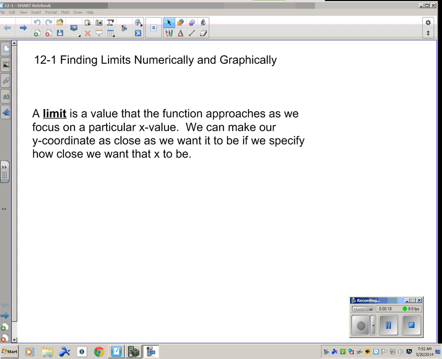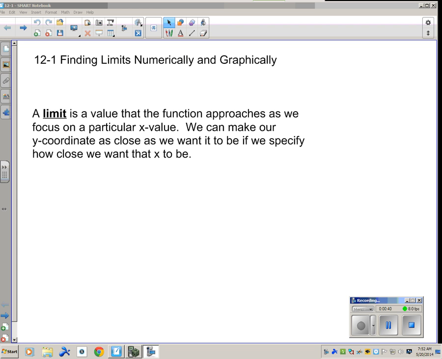So what we're going to be looking at is a limit, and a limit is a value that the function approaches as we focus on a particular x value. We can make our y-coordinate as close as we want it to be if we specify how close we want that x to be. So it's a value that the function approaches.